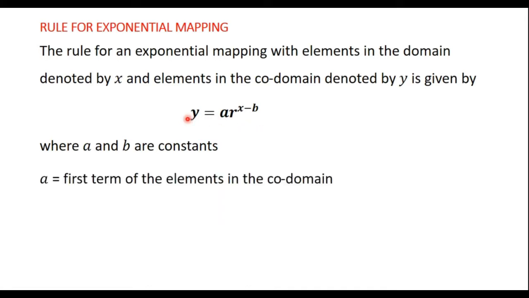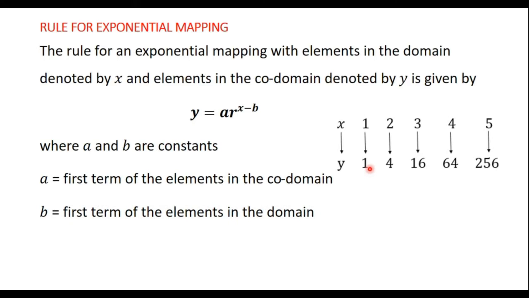Now how do we find this? We know that y and x are the variables, so what we have to find are a, r and b. How are we going to find that? A is the first term of the elements in the codomain. So if you have an exponential mapping, we are saying that a is the first term of the elements in the codomain. What are the elements in the codomain? Those are what we have here. So 1, 4, 16, 64, 256. A is the first term of the elements. So A is the first element. So in this case, A is 1.